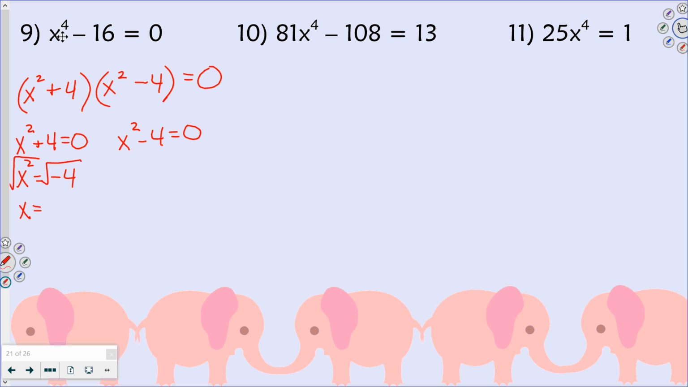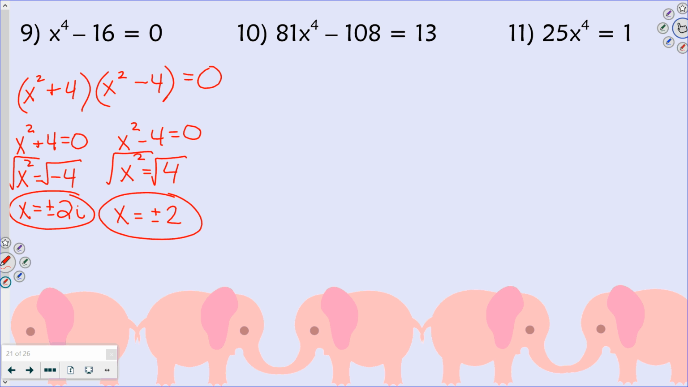What's the square root of negative 4? Just 2i? And that killed so many of you on your last test. And then move the 4 to the other side. Square root. Square root of 4? There we go. How many answers should I have? I should have 4, plus or minus, plus or minus. So I do have my 4 answers. Number 10, on your own.